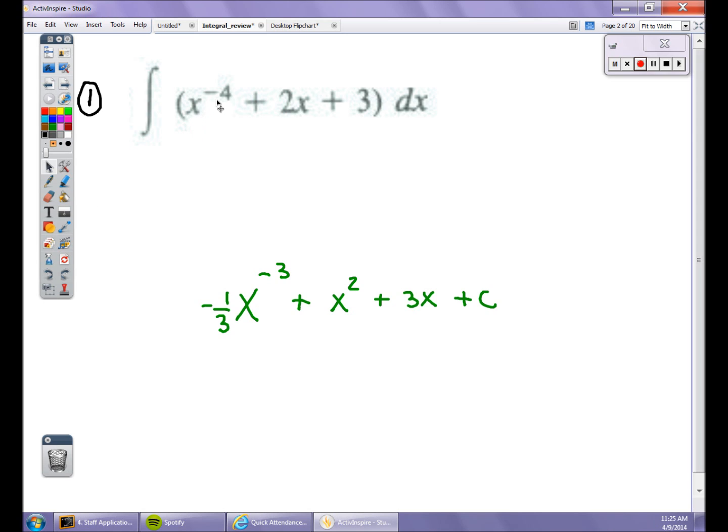So for x to the negative 4, I add 1 to get negative 3. I then divide by negative 3, which is the same thing as multiplying by negative 1/3. Add a square to the x and divide by that square. 2 divided by 2 is 1. Add an x to the constant, and don't forget plus c, and you're all set.